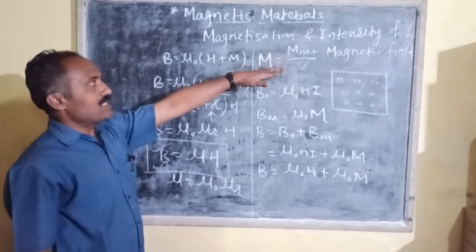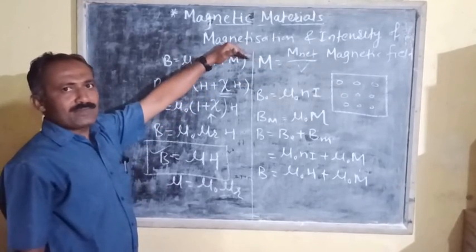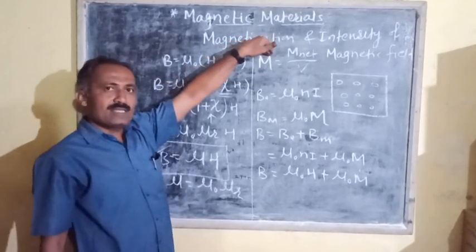We define here intensity of magnetic field and magnetization. Remaining part we can see in the next period.